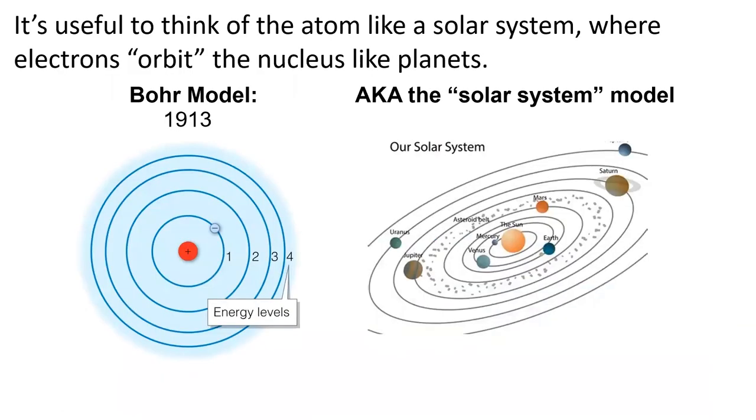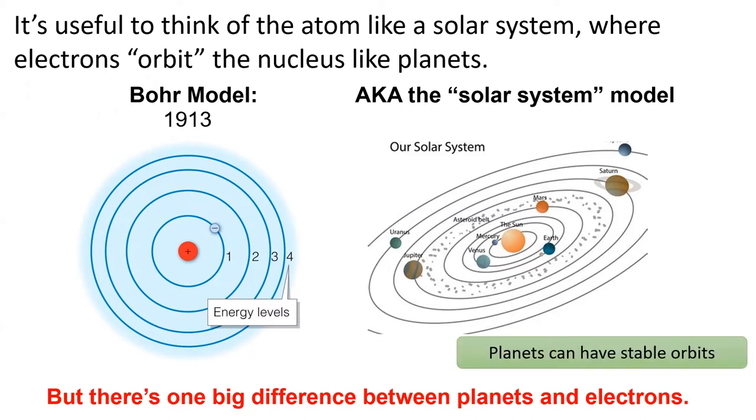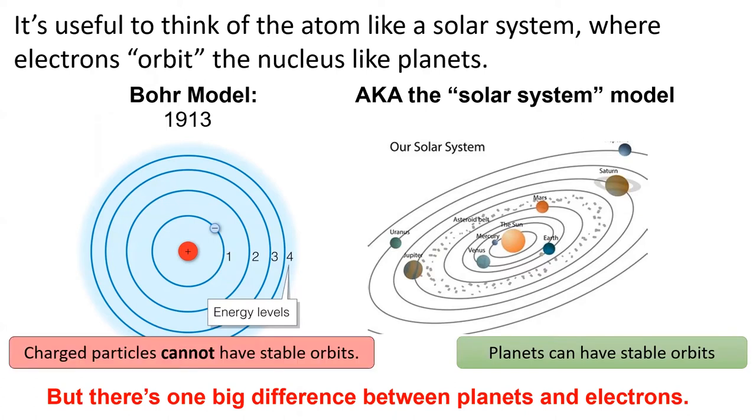Remember the Bohr model of the atom, in which the electrons orbit the nucleus like planets in the solar system orbit the sun? Well, there's one big difference between planets and electrons. Planets can have stable orbits. However, electrons, since they're made of charged particles, cannot have a stable orbit.